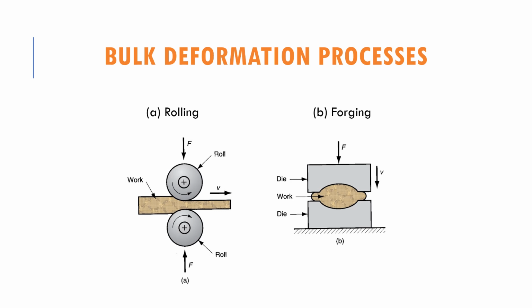Okay, so the first one, A, is the rolling process. If you can see here, there are two rollers in this part. This is what we call the roller, and this is the work material, and the work material will come inside here and the thickness of the work material will be reduced. The second one is forging. In forging, there will be a die designed with a certain shape that you want to produce. And when the material is placed inside the die, there will be compression, and then the die will shape the work material into the shape that we want.